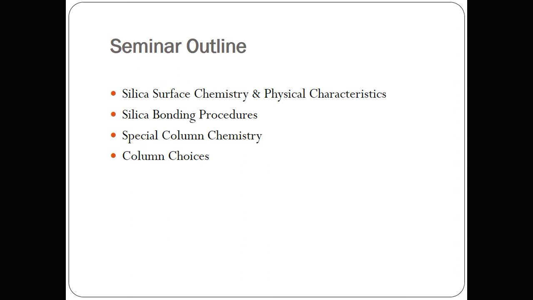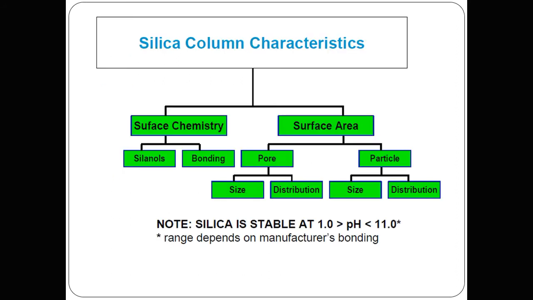I'm Sailesh. Here is the outline. The seminar outline is: silica surface chemistry and physical characteristics, silica bonding properties, special column chemistries, and column choices.